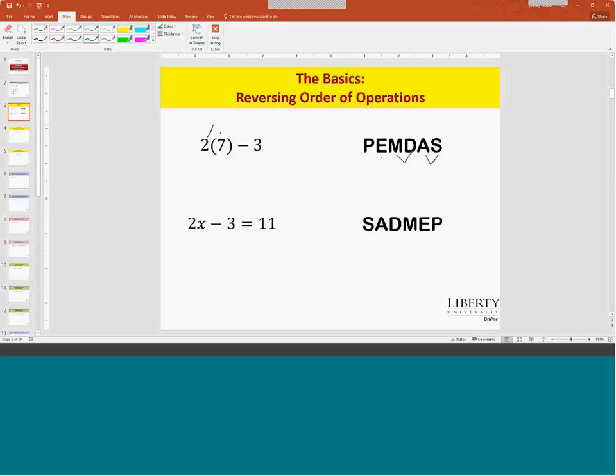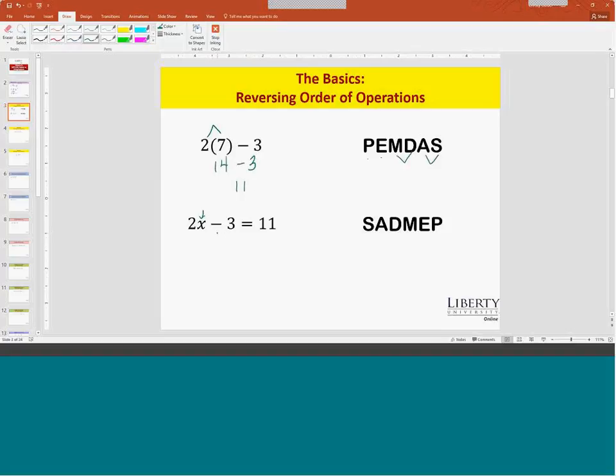The first thing we're going to do here is multiply 2 times 7, then subtract: 14 minus 3 gives us 11. What happens if we already know the end result, so that this value right here is 7? Well, we're going to reverse order of operations. We're going to unpack or undo what's been done to x. So we're going to do this in reverse.